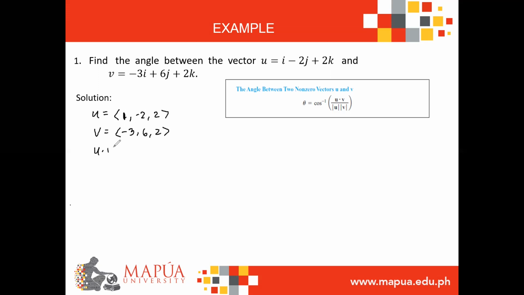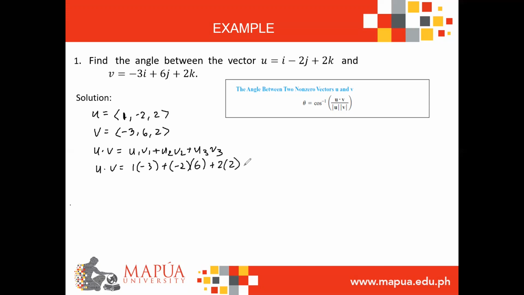Let's perform the dot product of these two vectors. So using the formula u1 v1 plus u2 v2 plus u3 v3, the dot product of these two vectors, we have 1 times negative 3 plus negative 2 times 6 plus 2 times 2. This is negative 3 plus negative 12, that's negative 15 now, plus 4, that's negative 11.